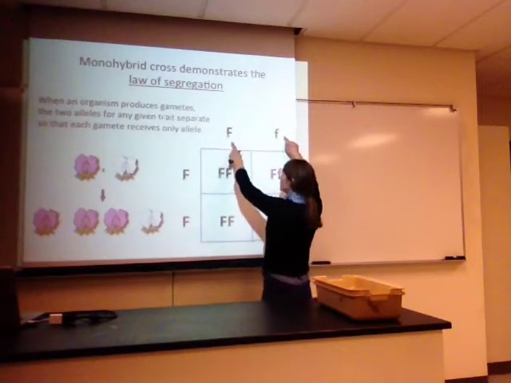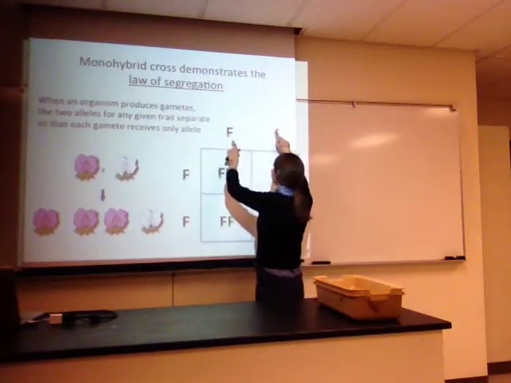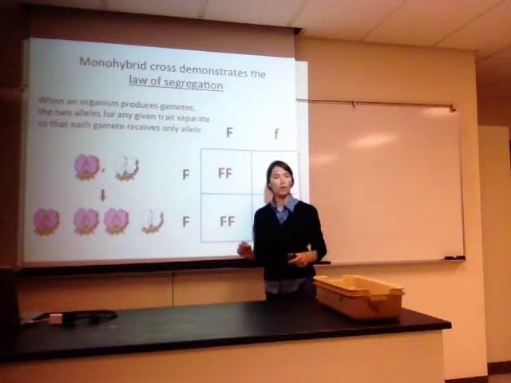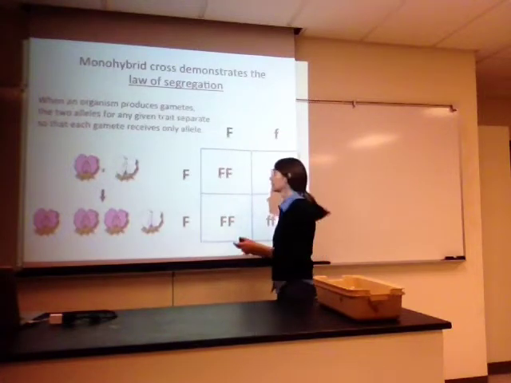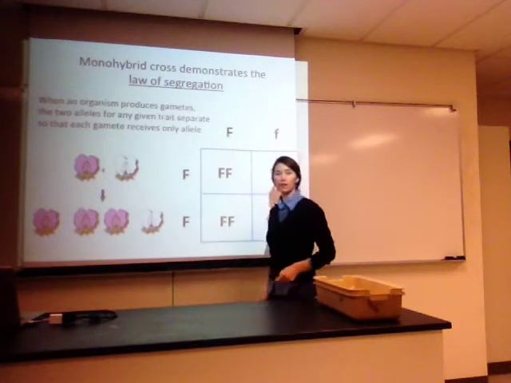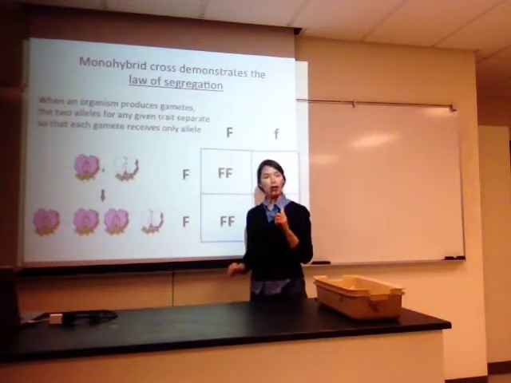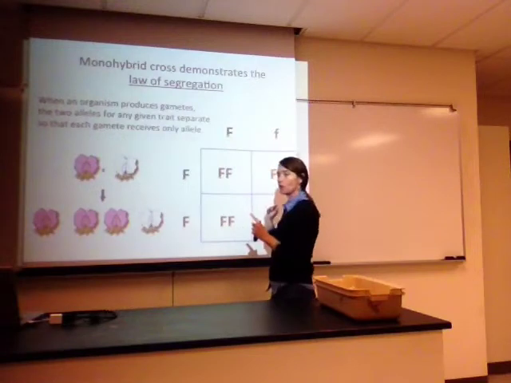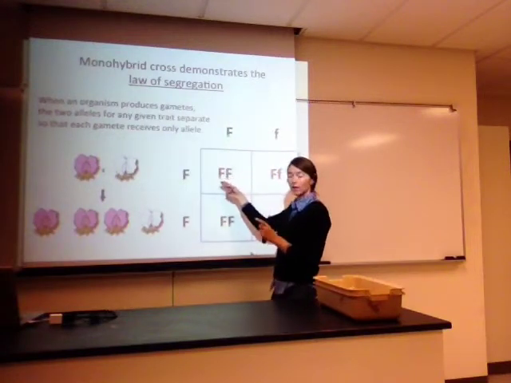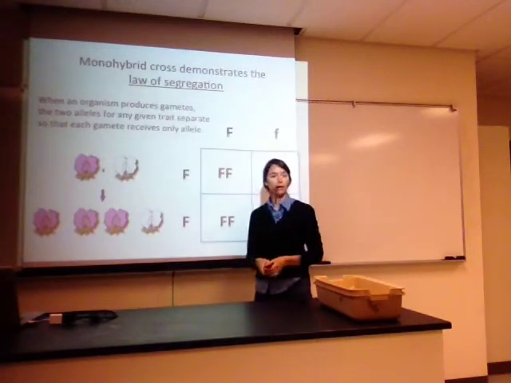A parent, when it makes gametes, has two possible forms of any given trait, at least the traits he was looking at, that it can pass on to its offspring. Those forms are going to segregate, and each gamete is only going to receive one of those two options. Where is the other one coming from? It's coming from the other parent, right?